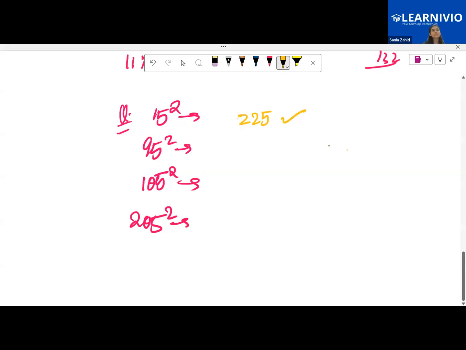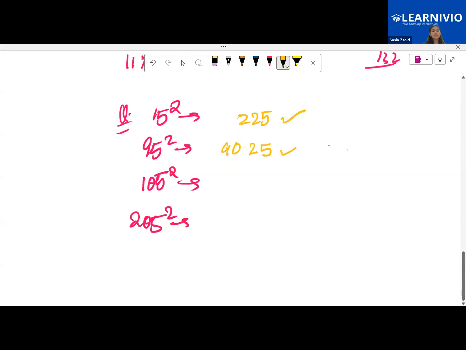Next one, 95. Ma'am, 5 square equals 25. Okay, so 9 plus 1 equals 10. So 9 into 10 equals 90. So 9025. Yes, ma'am.